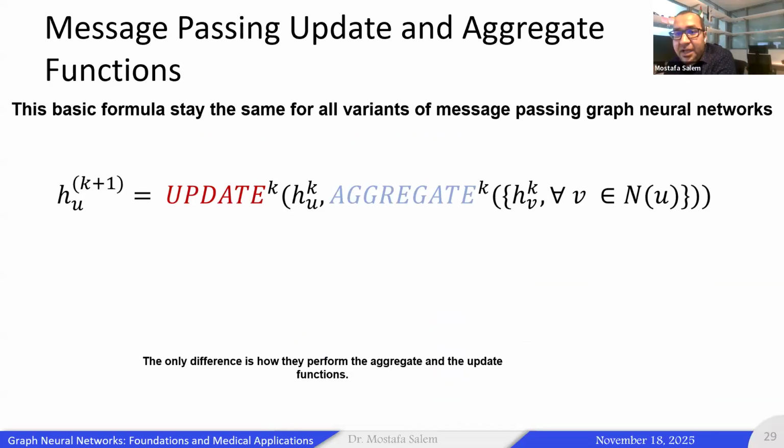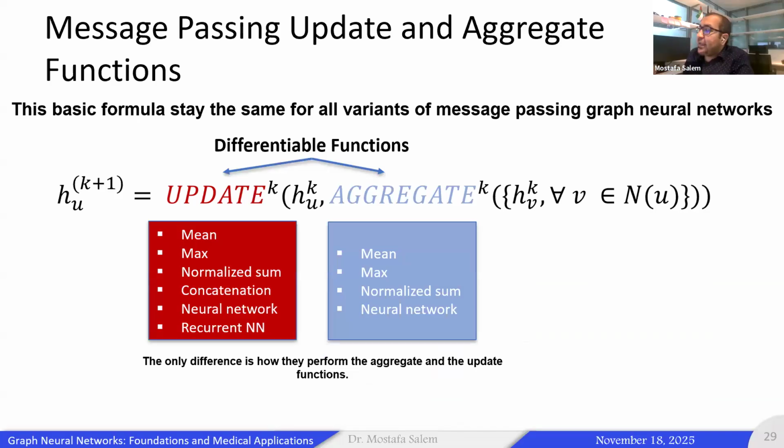So what update and aggregate can I use? For the aggregate, I can use mean, max, normalized sum, or I can use neural networks to learn the aggregation. For the update, I can also use mean, max, concatenation, etc. But your choice of update and aggregate should be differentiable functions, so you can learn the parameters for these functions. Whatever you choose, your functions for aggregate and update should be differentiable.